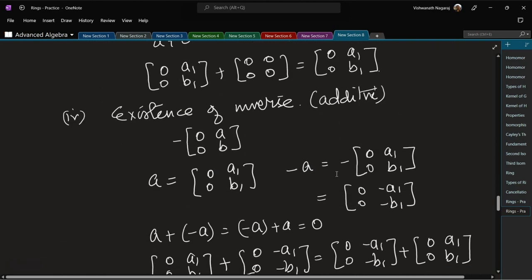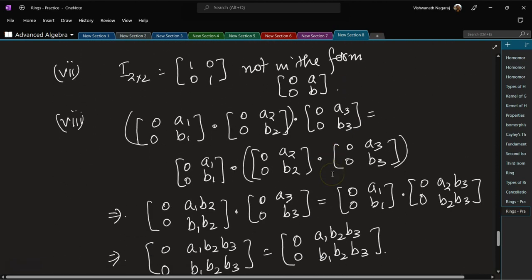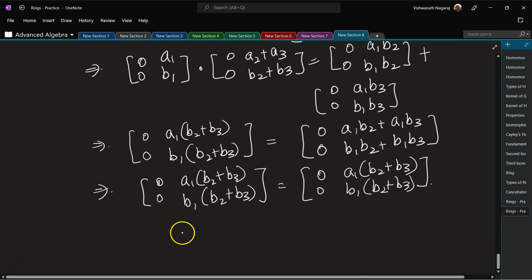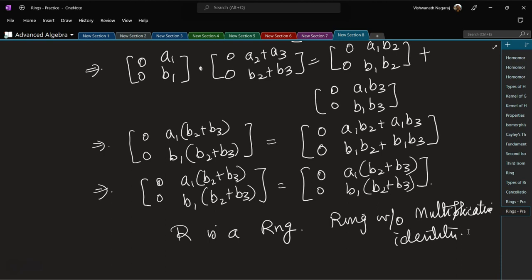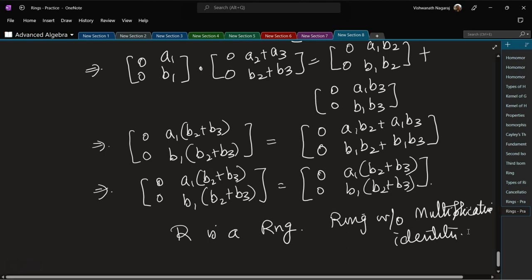So again, is R a ring? R is a rng, a ring without multiplicative identity, right? Depending on what your definition is, you can specify whether it is a ring or not.